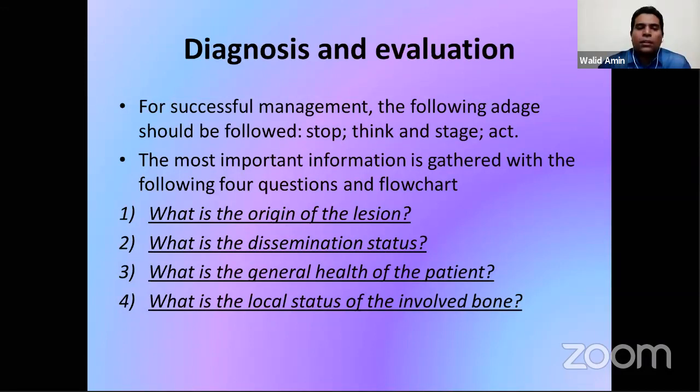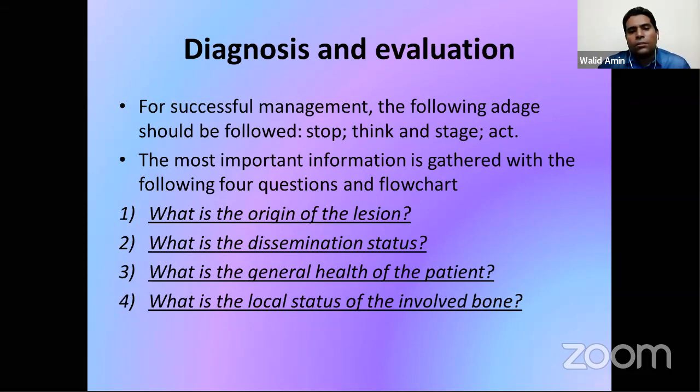The second question is what is the dissemination status of the lesion? The bone dissemination can be in three categories: solitary, oligometastasis, or diffuse. A solitary lesion, in some cases such as primary kidney cancer or bone sarcoma, can be treated with curative or palliative intent. More aggressive local treatment in case of oligometastasis might improve survival.